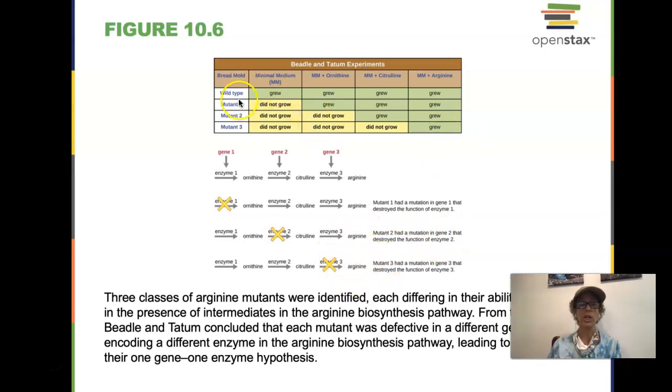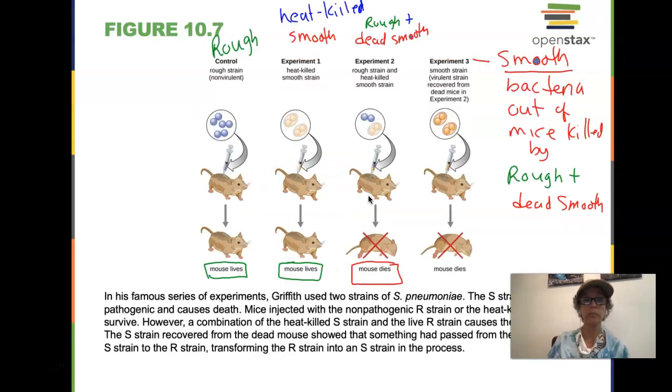So by looking at individual mutants and which amino acid they required, they could determine which gene was missing. They might not have the DNA sequence, but they know that that organism is missing the genetic information to produce the enzyme, and where in the pathway is that enzyme.